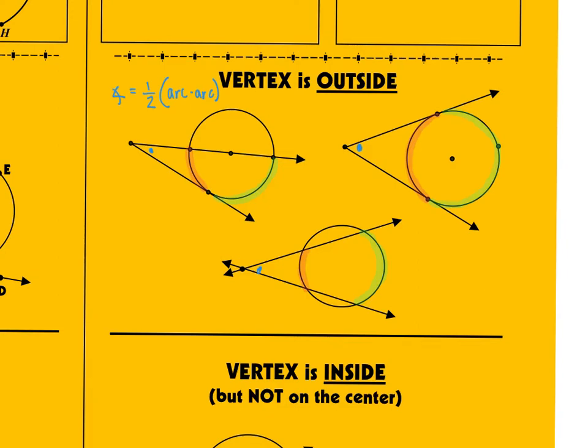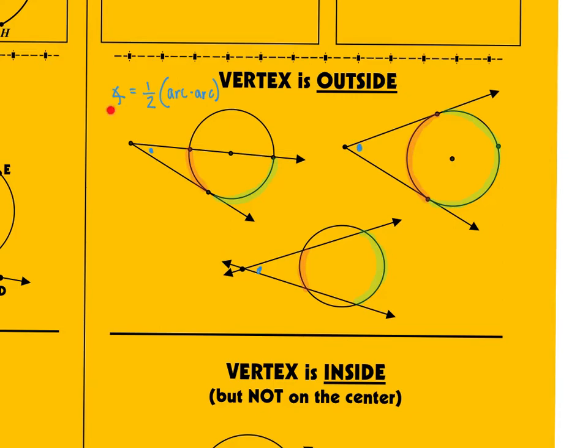All right, in this video, we're going to be looking at if the vertex is on the outside of the circle. And so we have three different examples here to look at of how this may be drawn. So you can see that in each one of these, the angle, if we look here, is marked in blue.